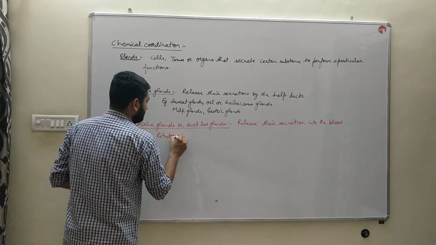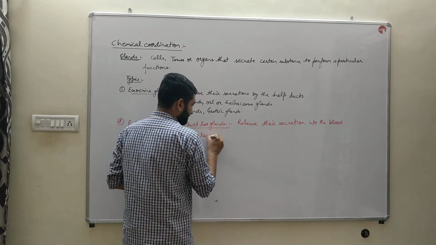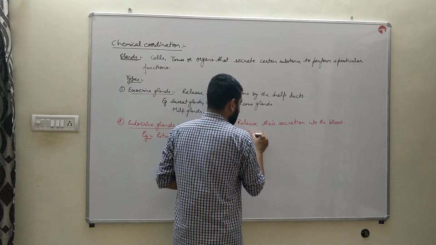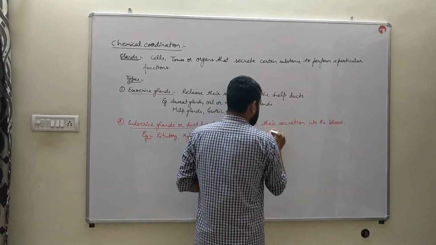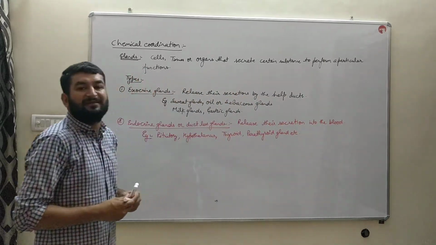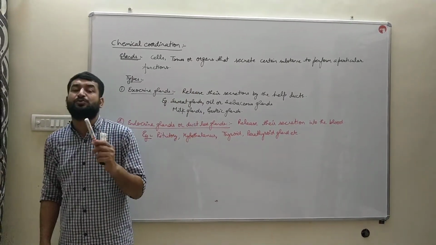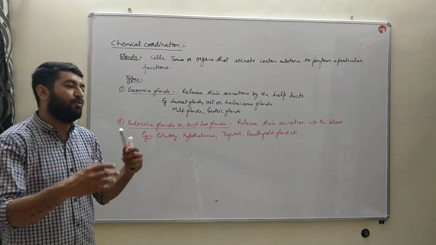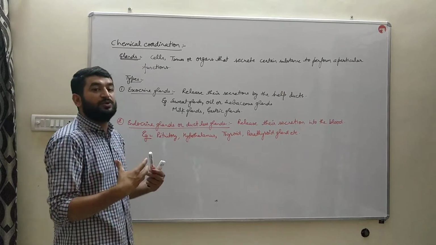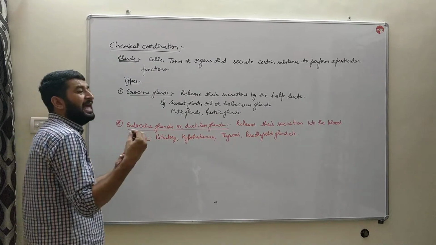Pituitary gland, hypothalamus, thyroid, parathyroid, thymus gland. These glands are endocrine glands. They do not possess ducts and they release their secretions into the blood circulatory system, and through blood those secretions, those hormones are transported from one part of the body to their target site, to their acting site, where those hormones are going to act.